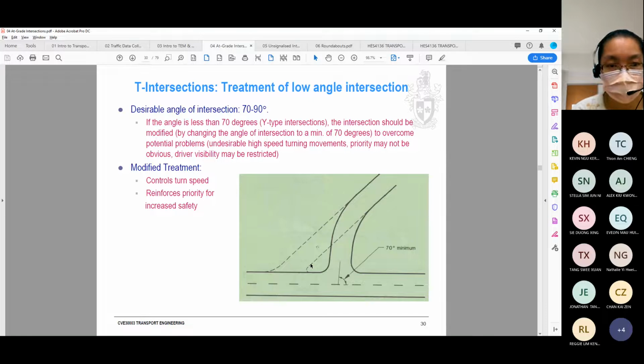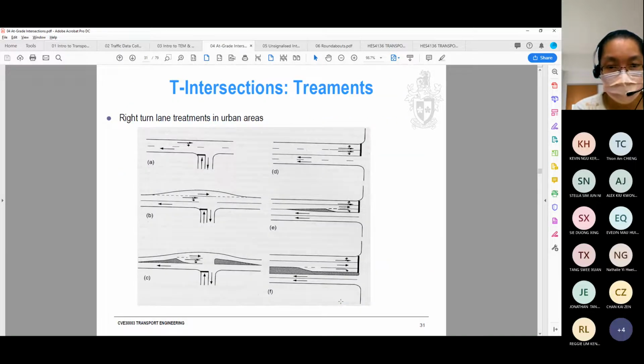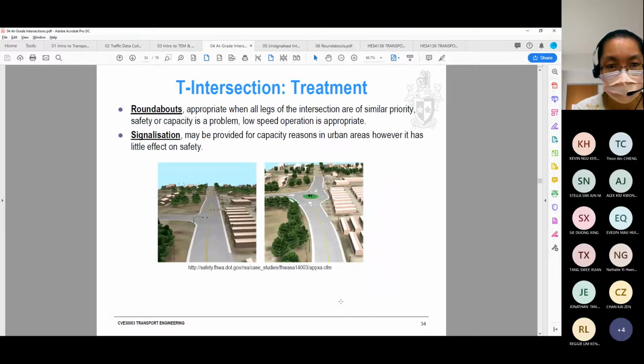Okay, so T intersection, very basic. It's quite easy to treat. If the angle is not correct, then we can treat it to modify the angle a bit. So these are again various treatments. For example, we can treat the T intersection with a roundabout. And again, for the T intersection, we have to see where it is located, whether it is urban, rural, if capacity is an issue. So we have to see what's the underlying issue of that intersection before we propose the treatment.